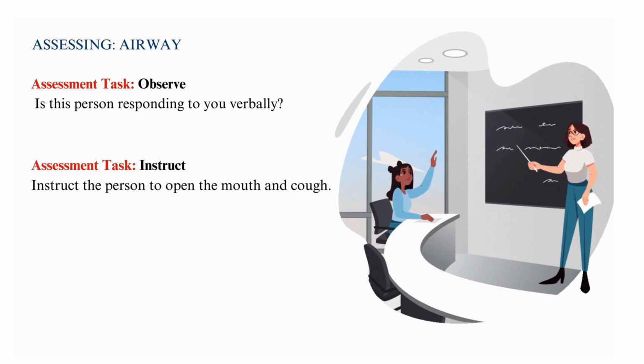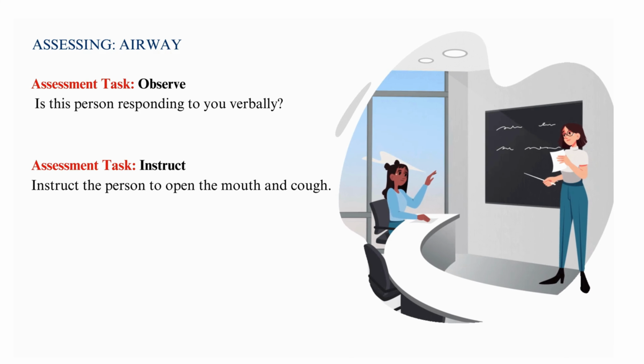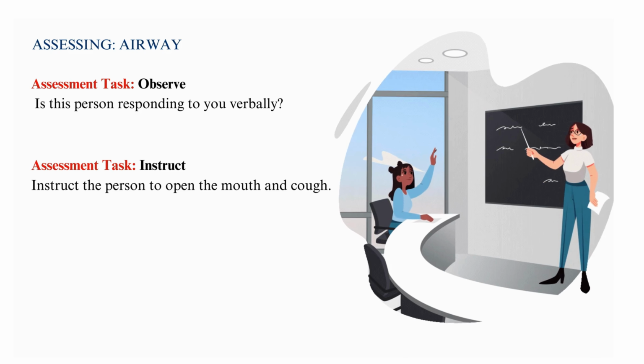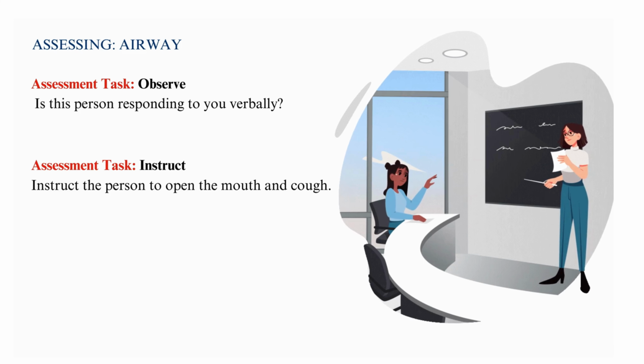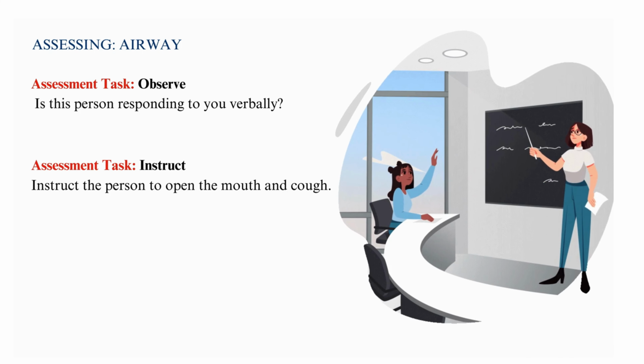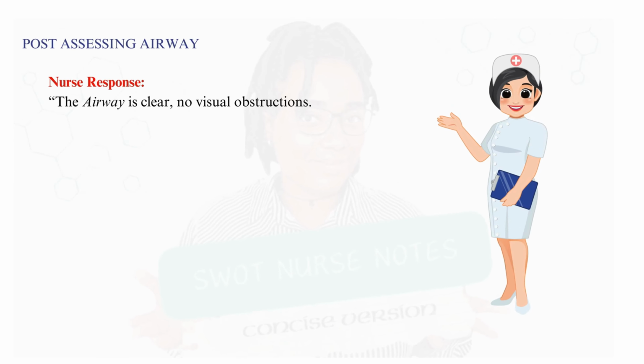Now, what can you instruct the person to do to assess the airway? I can instruct the person to open the mouth and cough. If this is done, it confirms that the airway is clear. Great. Now, what would you tell the examiner? The airway is clear, no visual obstructions.